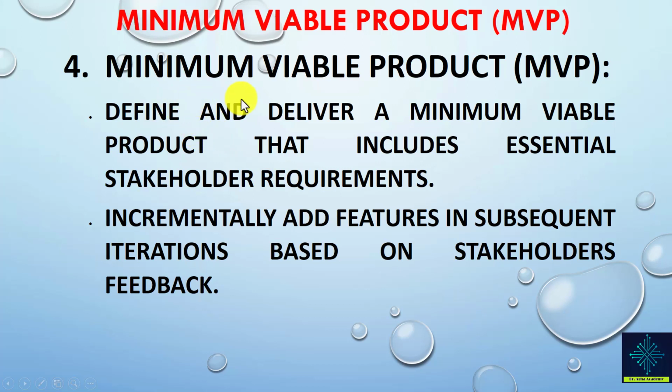Number 4 is the minimum viable product, MVP. So here we have to define and deliver a minimum viable product that includes essential stakeholder requirements, and we have to incrementally add features in subsequent iterations based on stakeholders' feedback. This will help us get more insight into problems that might be faced in the future and try to anticipate the problems on their small scale before going into the mega scale.